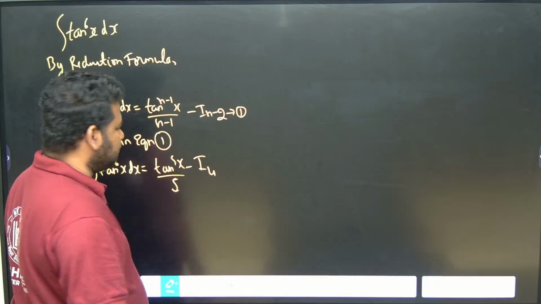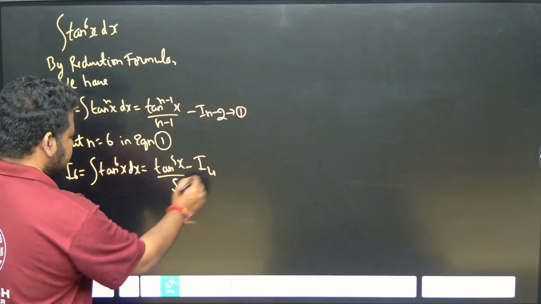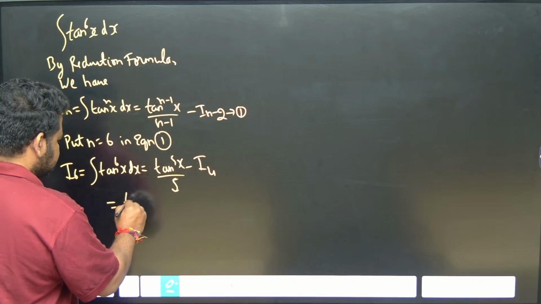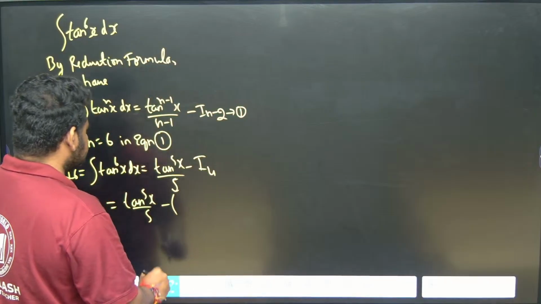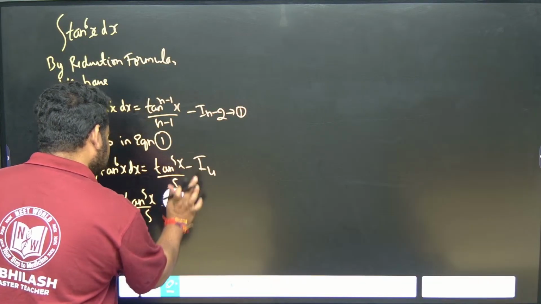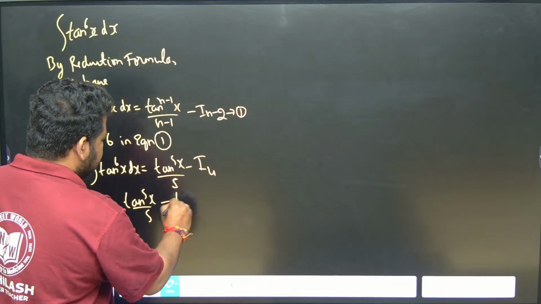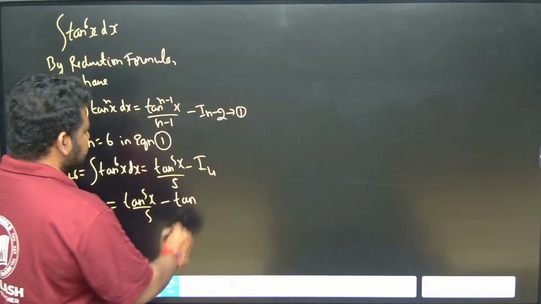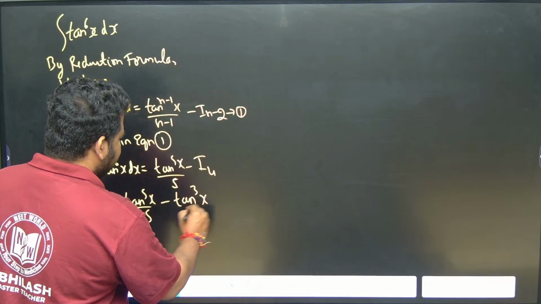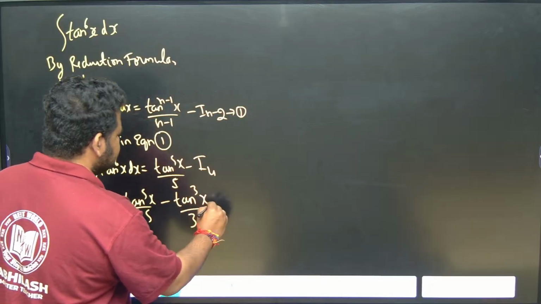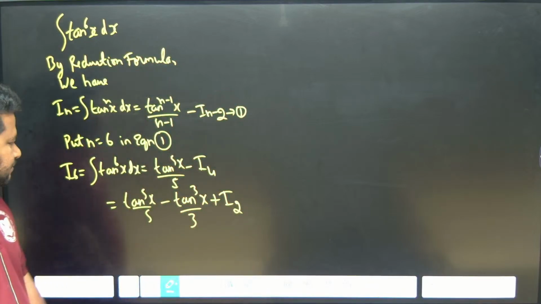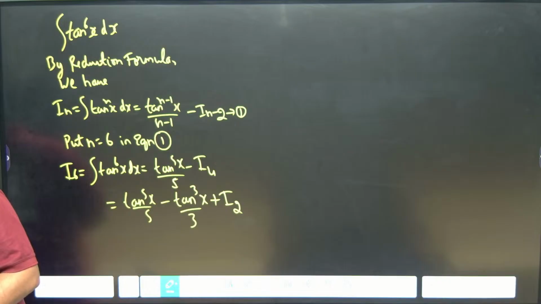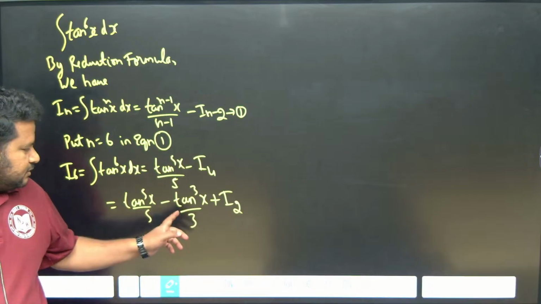Now we have to find out the I_4 value. So further, to find this I_4 value, we will write it as tan power 5x by 5 minus I_4. I_4 is tan power n minus 1, 4 minus 1 is 3, so tan cube x by 3, and minus into minus is plus I_(4 minus 2), that will become I_2. So tan power 5x by 5 minus tan cube x by 3 plus I_2.